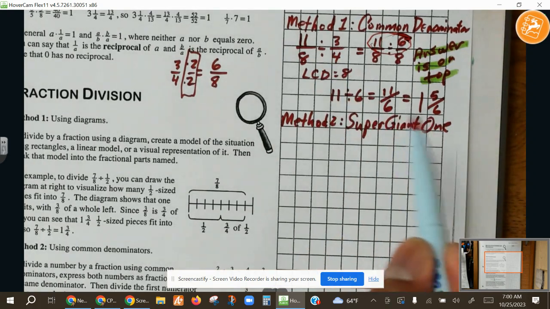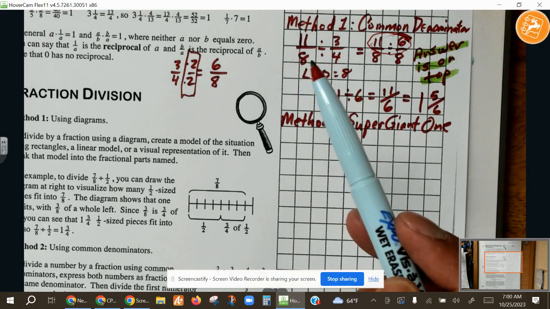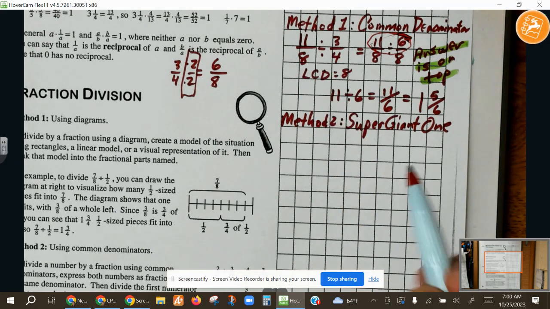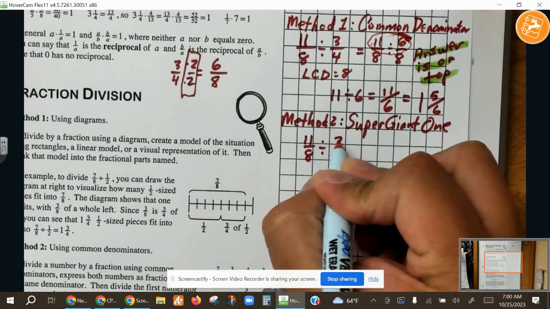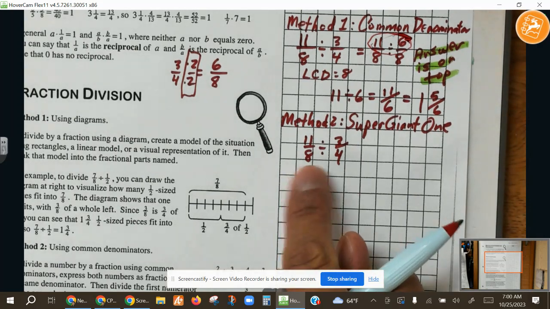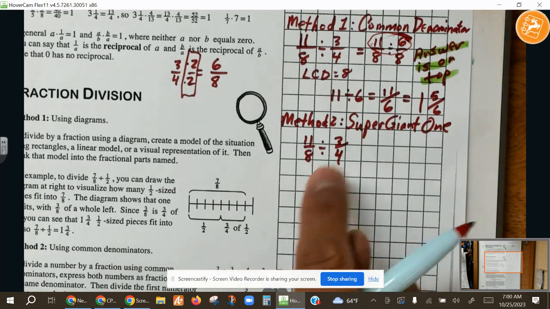We already know what the answer is going to turn out to be, so here's the work that would get us that. So we'll go 11/8 divided by 3/4. We'll start from the beginning. 11/8 divided by 3/4, and we don't even need them to have the same denominator. Now, the way we do the supergiant one is we basically write this division problem as a fraction, because a division problem is a fraction.